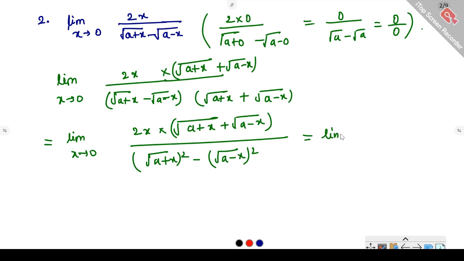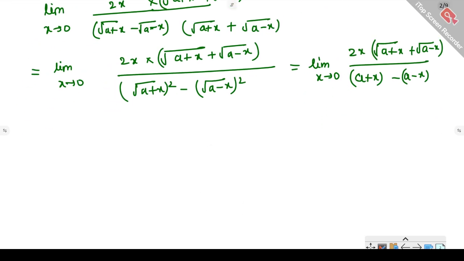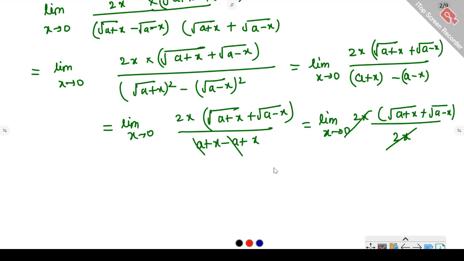So this quantity, limit x tends to 0, is equal to 2x times under root a plus x plus the square root of a minus x, and the denominator is a plus x minus a minus x. Now this quantity is equal to limit x tends to 0 of 2x times under root a plus x plus under root a minus x over a plus x minus a plus x, and this a gets cancelled. Now this is limit x tends to 0 of 2x times under root a plus x plus under root a minus x over 2x. So this 2x gets cancelled.